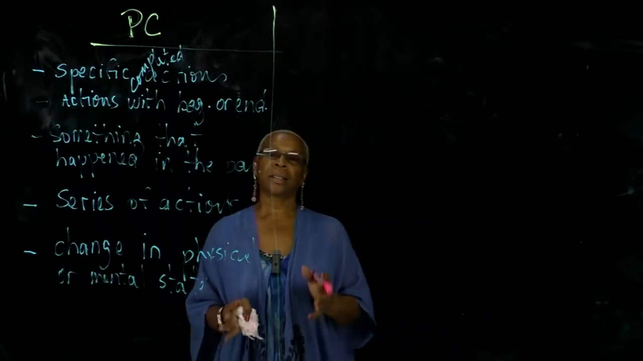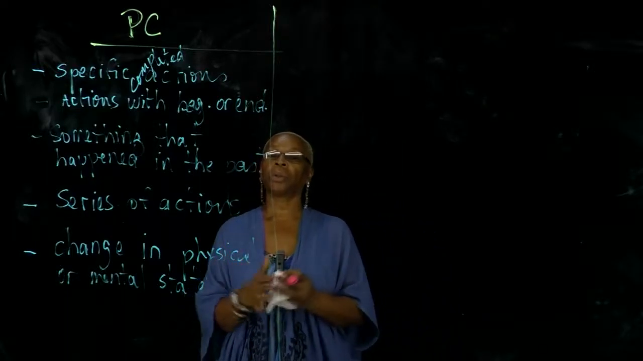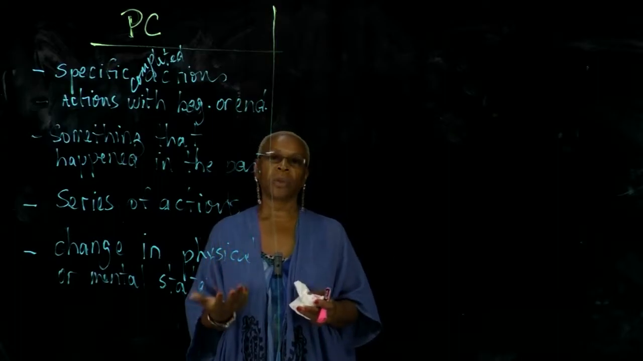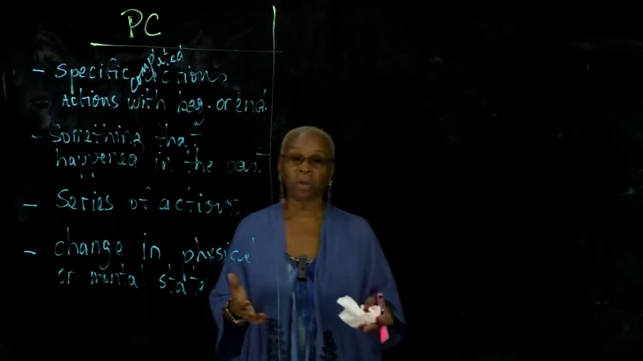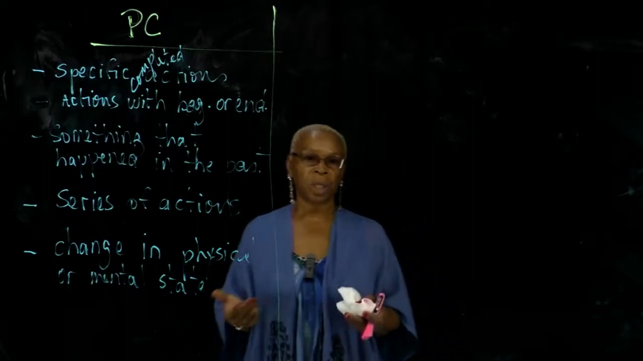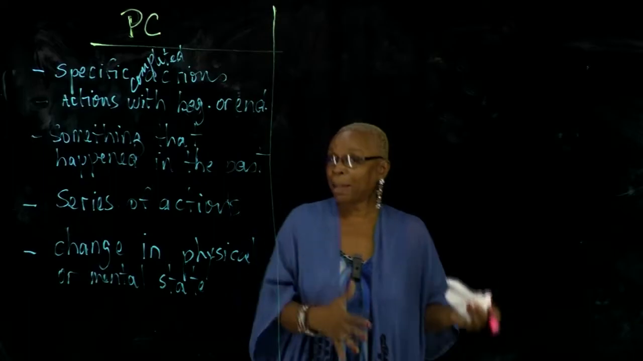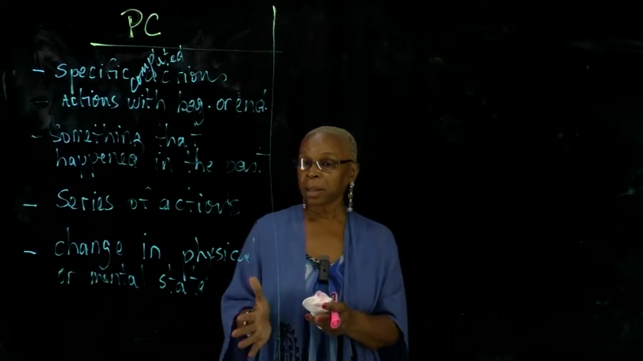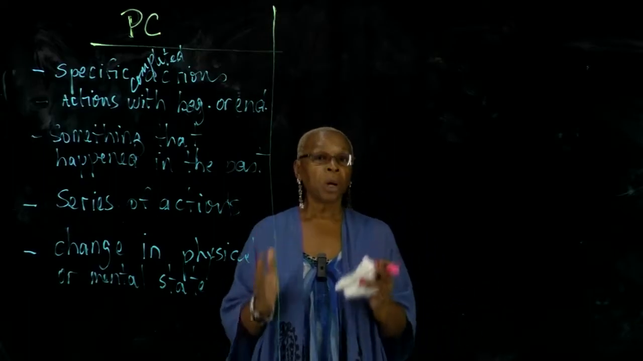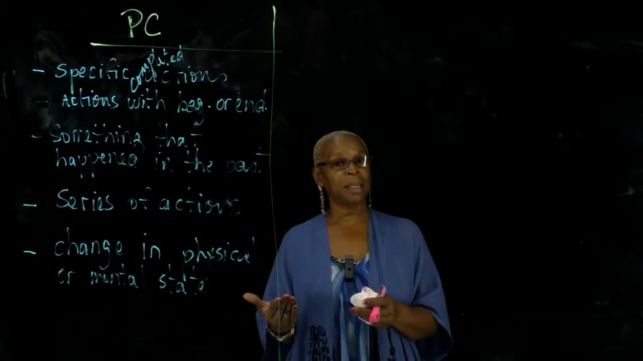So right now, we're going to try to compare and learn how to use passé composé and imperfect. They're both tenses that we use to talk about things that happened in the past, or things that were happening while something else happened. So both are considered past tenses.